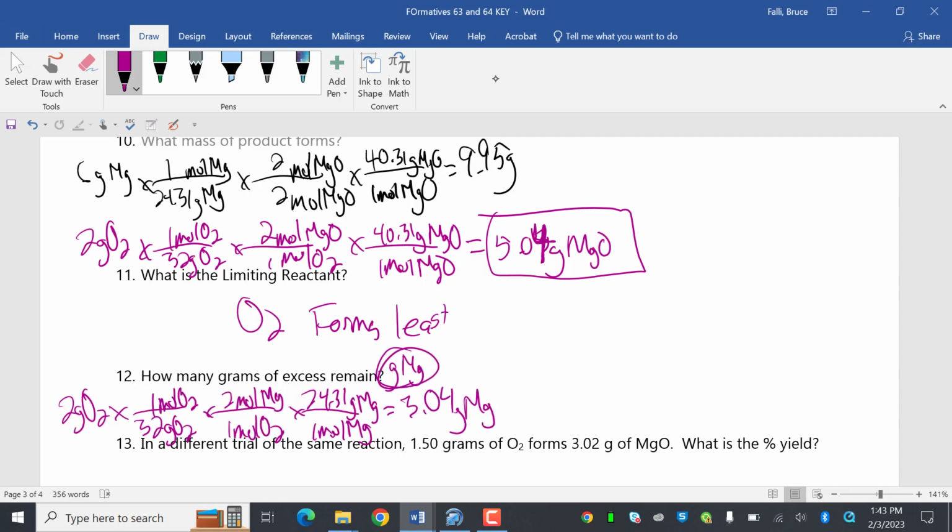Now remember, I have 6. So 6 minus 3.04 is 2.96 grams Mg excess.